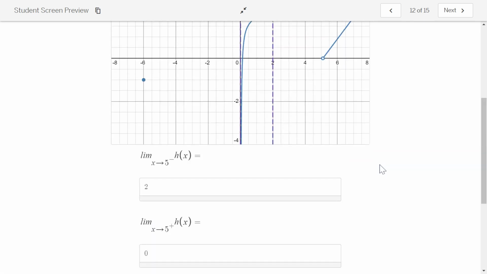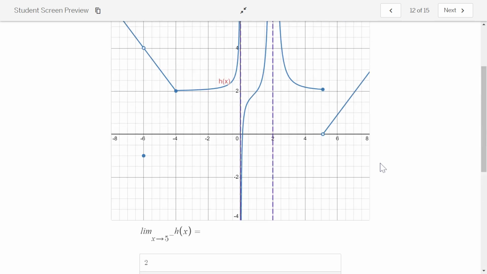So that's basically how we evaluate limits graphically, just by visualizing what happens to our output on that function as our input gets closer and closer to a given value on the x-axis, from whatever side it indicates.